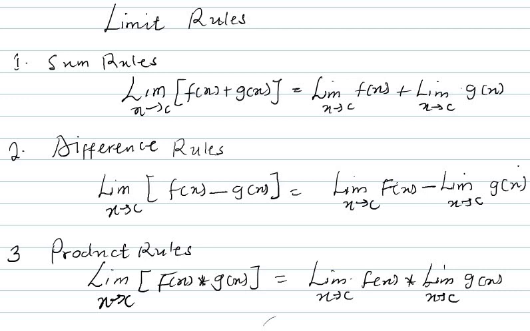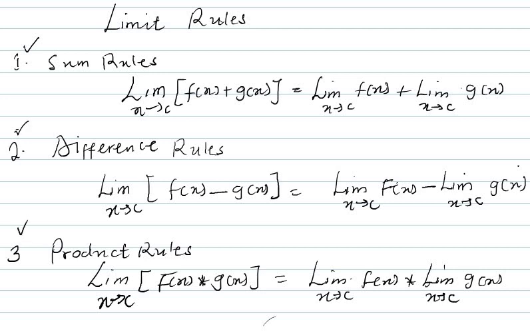method falls under three categories: substitution, factorization or factoring, and then conjugate methods. But first, let's discuss some of the general rules for the limit. We have the first one, which is the sum rule, and then we have the difference rule and the product rule.